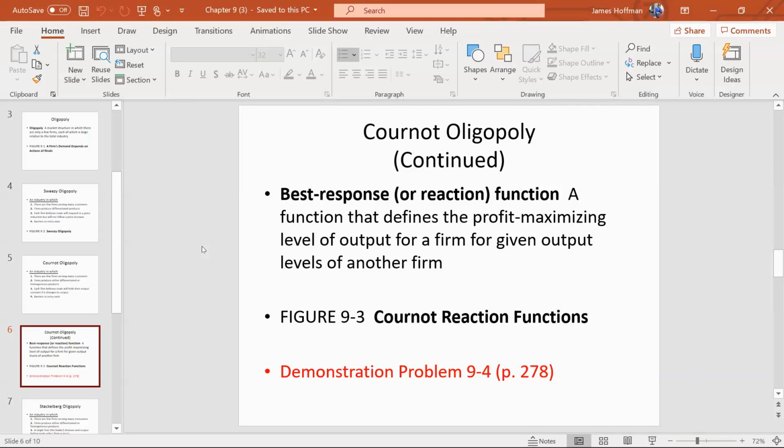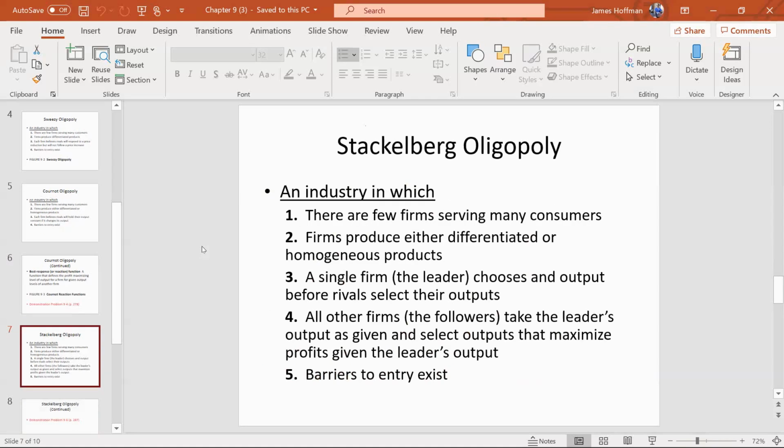Alright, so we have another type of market to look at, which is the Stackelberg. So let's go to slide 7. Okay, so I'm gonna refill my coffee cup, and then we'll do this one in a second. So just give me a minute.